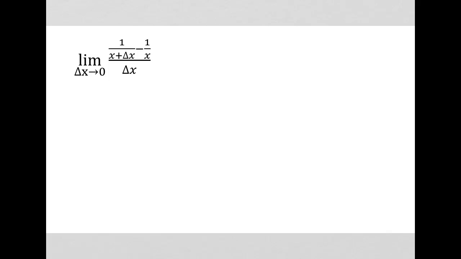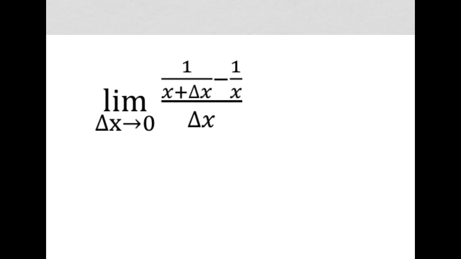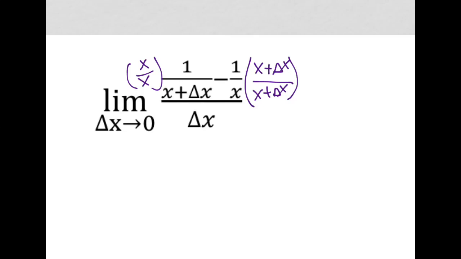One more of these, and now recognize that we have a fraction up there, so we're going to use our technique of multiplying by the denominator of the other fraction. So I need to multiply that by x plus delta x over x plus delta x. I need to multiply that simply by x over x. And let's see what happens.